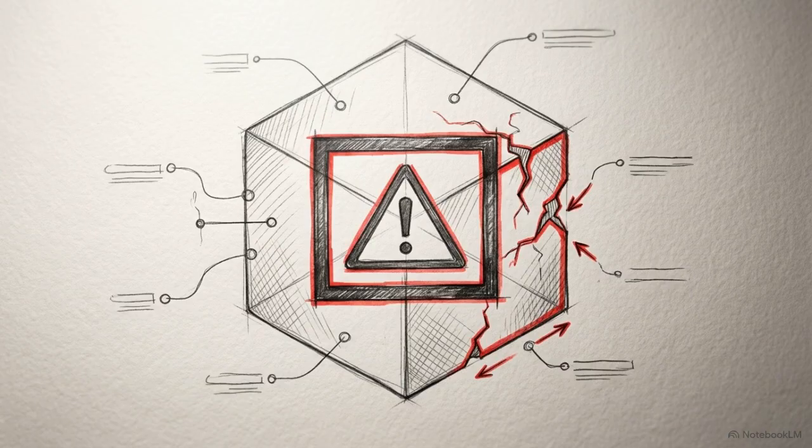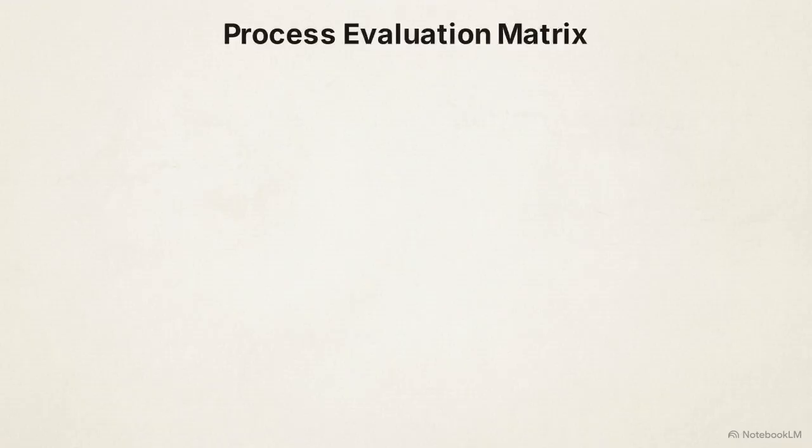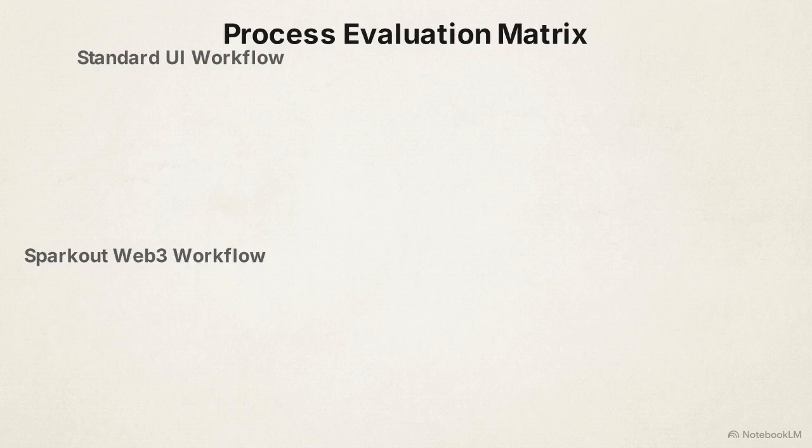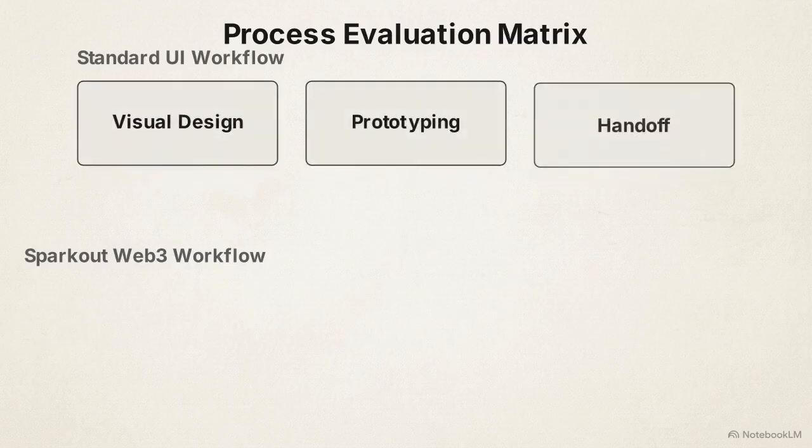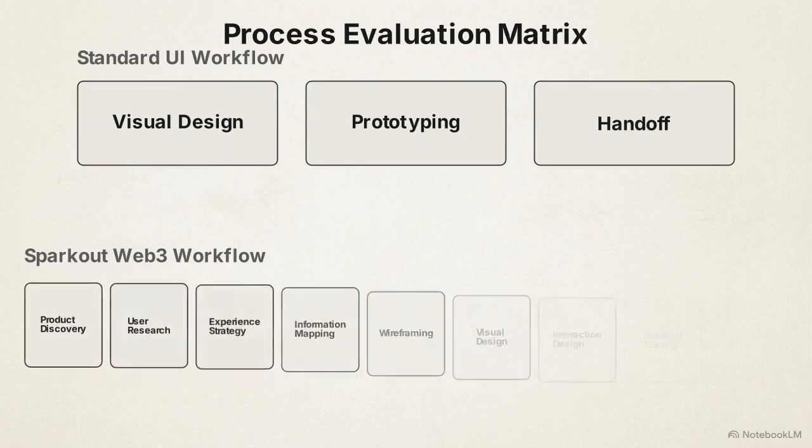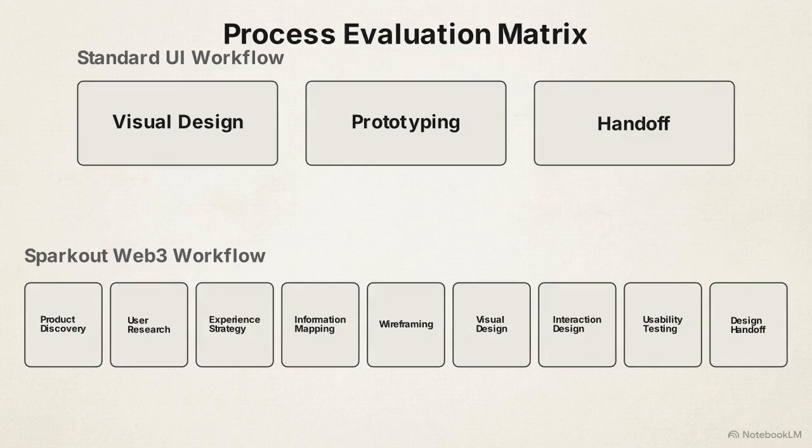Evaluating an agency requires looking past their visual portfolio. A slick mockup does not prove a team knows how to structure a secure design process. This process evaluation matrix compares traditional UI against blockchain workflows. Standard workflows move straight to visuals and handoff. A Web3 agency utilizes a dense 9-step timeline. Critical differences happen early on.